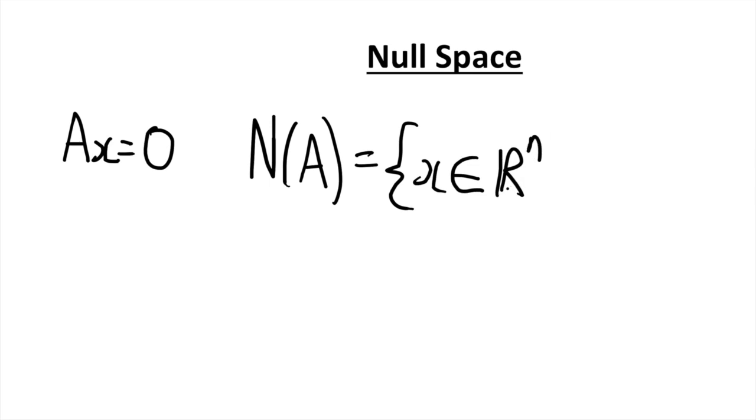And when we say Rn, we mean, for example, R2 would be two-dimensional space, R3 would be three-dimensional space, and R4 would be four-dimensional space, etc. So if a vector x is part of two-dimensional space, it will have two rows. In three-dimensional space, a vector will have three rows, etc. So we're looking for the vector x such that A multiplied by x is equal to 0. So this is basically what the null space is.